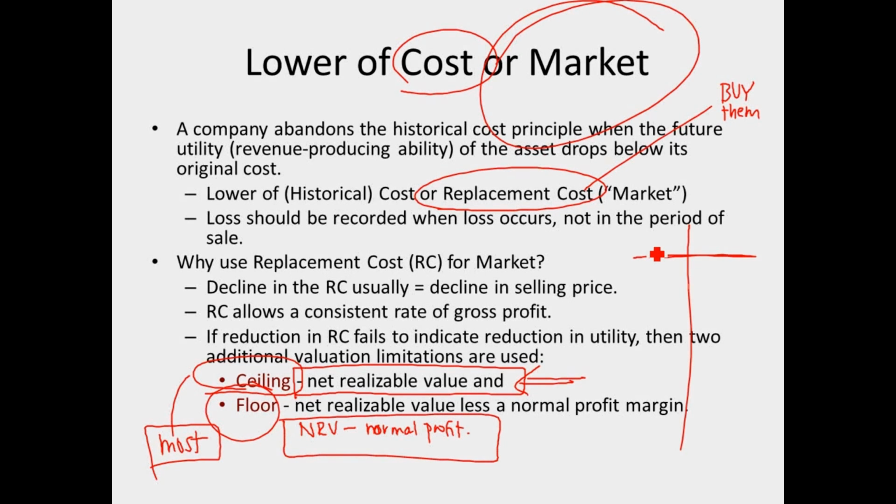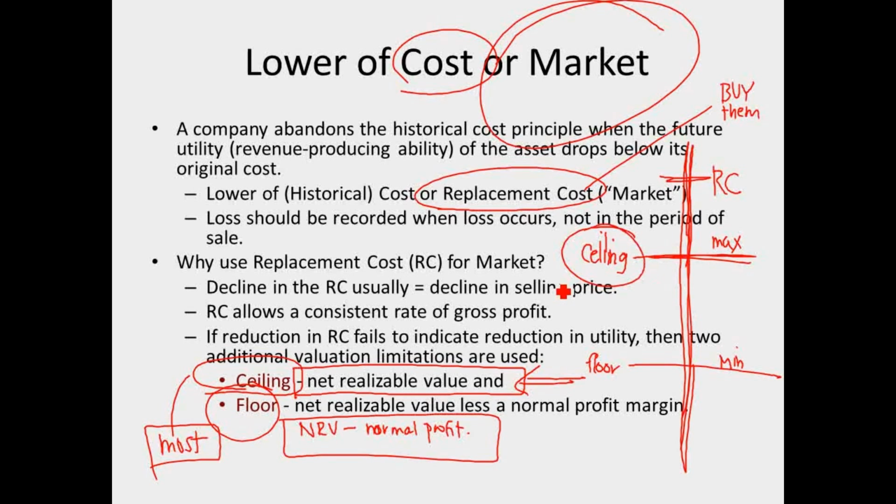So this is what we call it. We have a ceiling, which is the max we can record the value at. We have a floor, which is the min we can record the item at. And then we have replacement cost, which, depending on where it falls, will tell us if replacement cost is up here, we use the ceiling. If replacement cost is in between, then we just use replacement cost. And if replacement cost is down here, we use the floor.